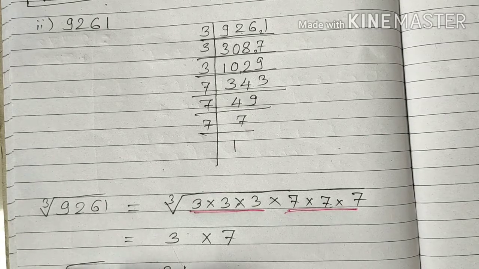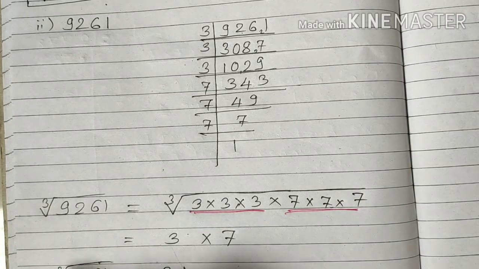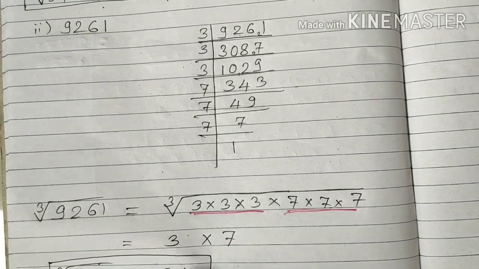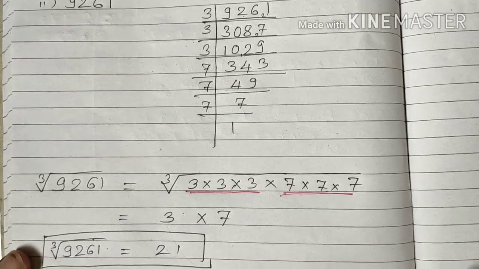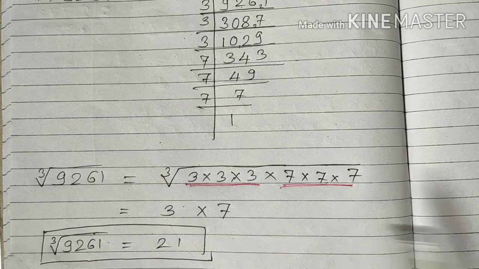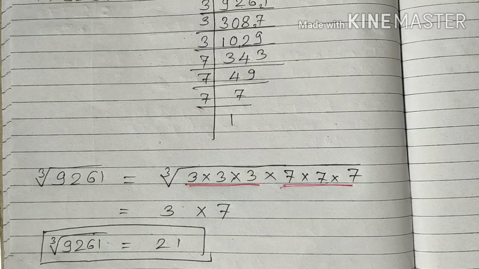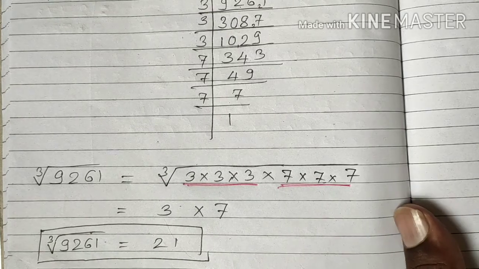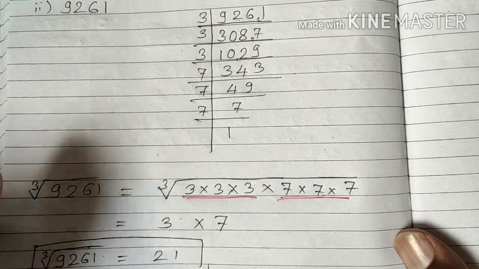So here we can say that cube root of 9261 is 21. This will be the final answer. Got it? Cube root of 9261 is 21. This is the final answer. Is that clear? Okay. One more example.